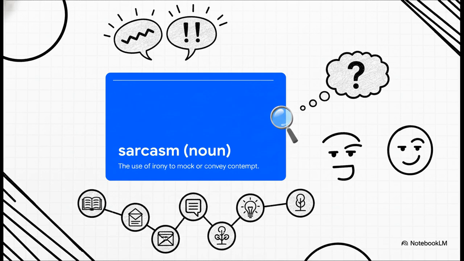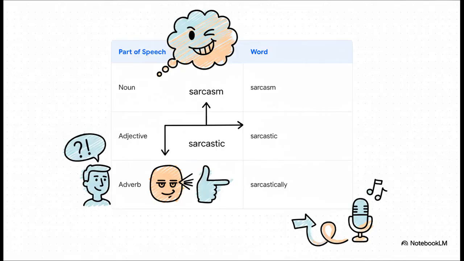Basically, sarcasm is a kind of irony. It's when you say the exact opposite of what you actually mean, usually to be funny or to make a point. The tone of voice is everything with this one. And just like Harris, sarcasm has its own family. The idea itself is the noun, sarcasm.